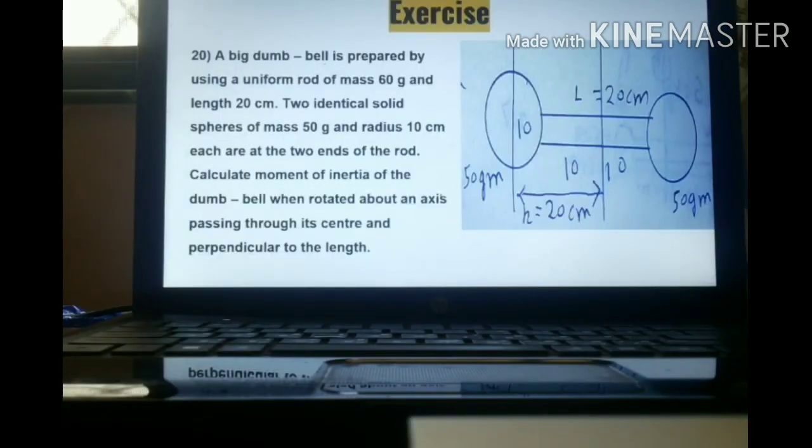A big dumbbell is prepared using a uniform rod of mass 60 gram. This is a big dumbbell made of a rod. The mass of this rod is 60 gram.